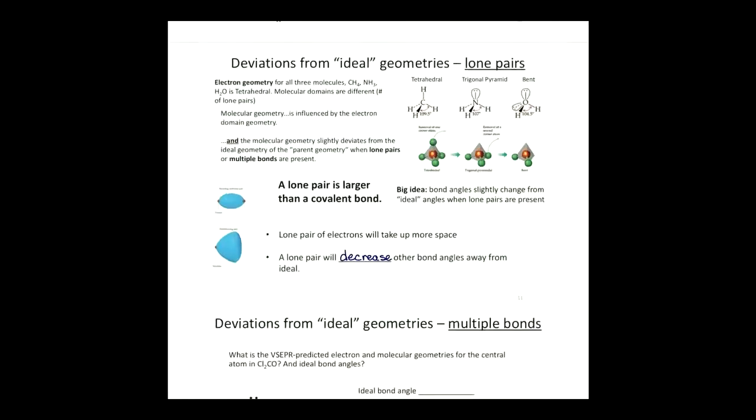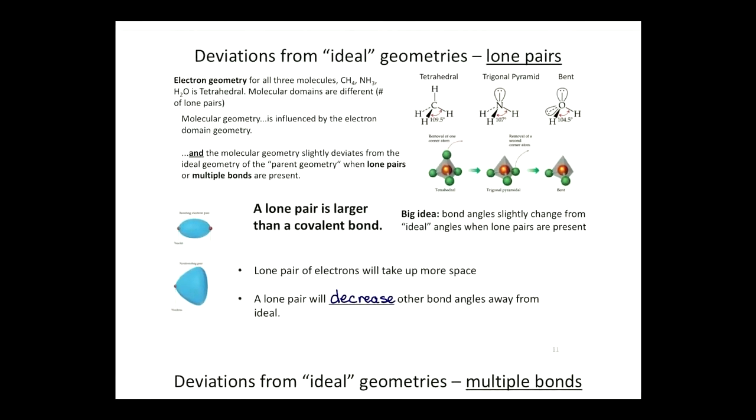The next part of this chapter is looking at small deviations from those ideal shapes that we discussed. I said to memorize the shapes, like octahedral and trigonal bipyramid, those names, but also memorize the bond angles of those ideal shapes. By ideal, I mean if every electron domain spread out perfectly. In a tetrahedral, the bond angles would be 109.5. In a trigonal planar, it would be 120 degrees.